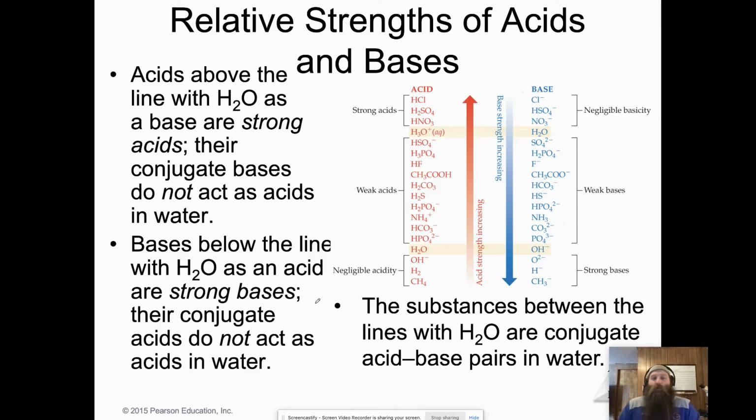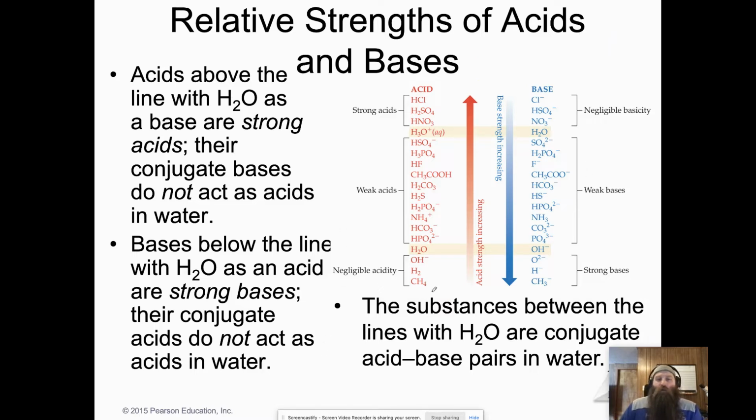Now, on the other hand, if you go down here to the bottom and you look at something like CH4, methane. Well, methane is not a very strong acid. But if we were to get it to do this, let's put it in water, and let's get CH3 minus and our H3O plus. Now, this conjugate base is very, very strong because this is such a weak acid. So the weaker the acid, the stronger the conjugate base.